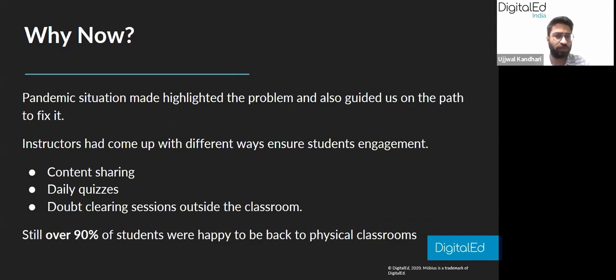Even for this, you see, this made it a lot easier for students, right? Content sharing, simple quizzes you take, and you get doubt clearing sessions. You don't need to take down notes. Still, you see over 90% of students were happier coming back to physical classrooms. So what this definitely did, and which I was very, very surprised by, is this has broken the myth that students only care about grades.